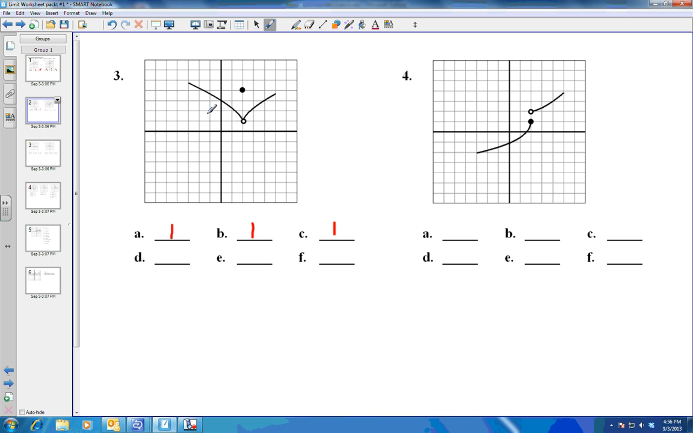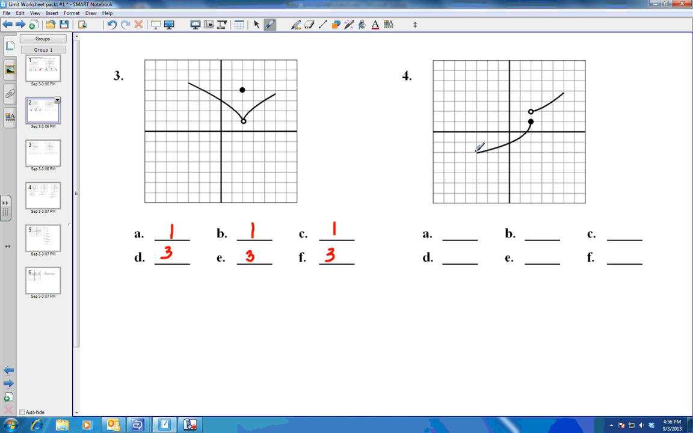Now I'm going to find the limit as x approaches 0 from the left. As I approach from the left-hand side, here's x equals 0. My y value is 3. And it doesn't matter that they didn't put a point there. It's still approaching that number. The limit as x approaches 0 from the right-hand side, it's approaching 3. So my total limit is 3.